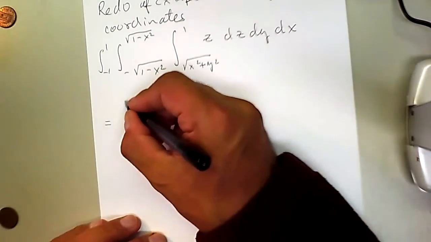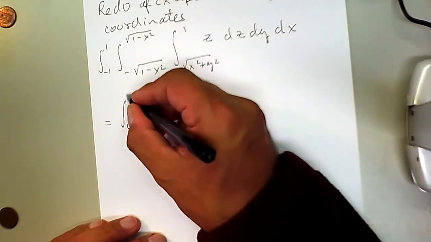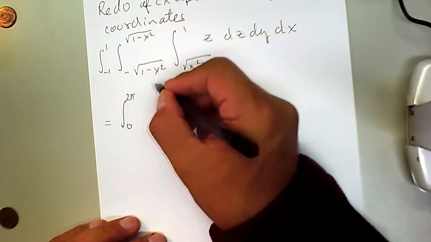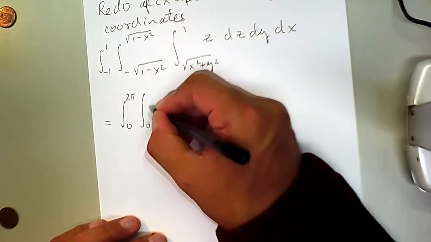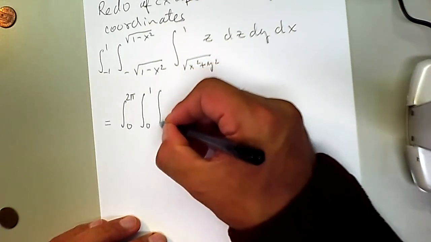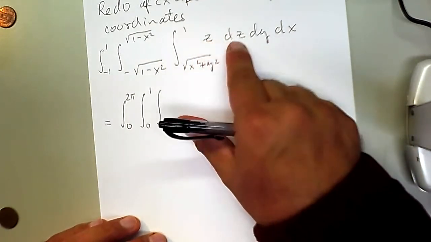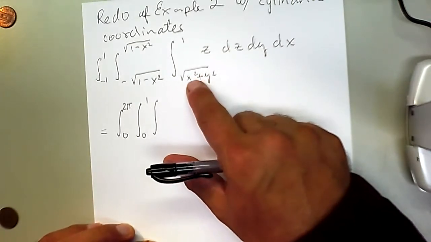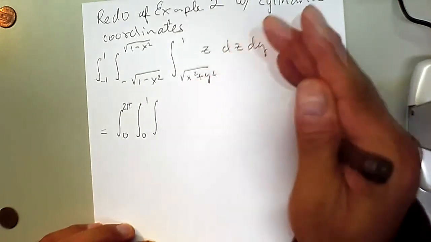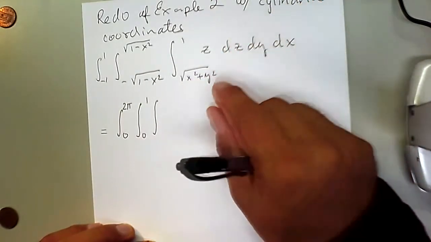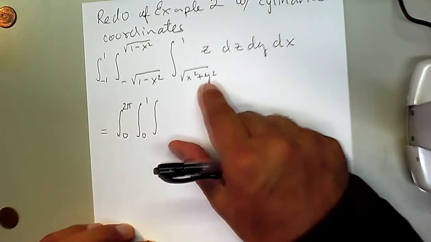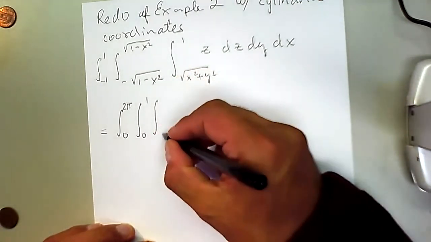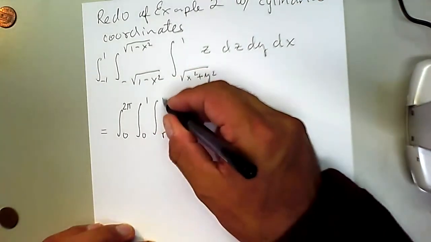So integral from 0 to 2 pi for theta, integral from 0 to 1 for r, and for z, we're going to go from this root. But remember, in polar coordinates, x squared plus y squared equals r squared. x squared plus y squared is r squared, but then we take the root, so we will have just r. The 1 is the same.